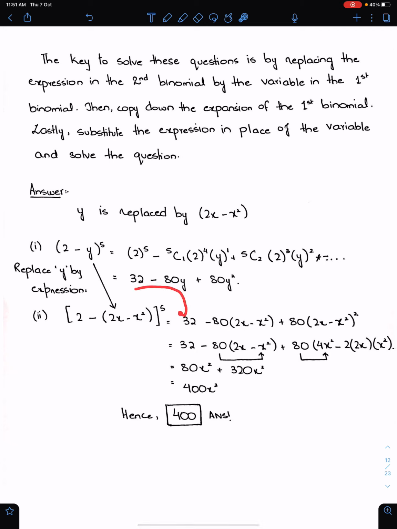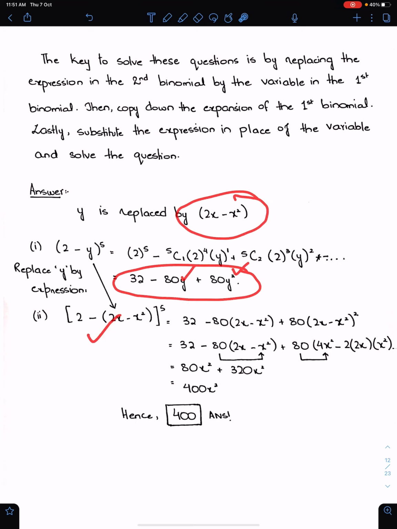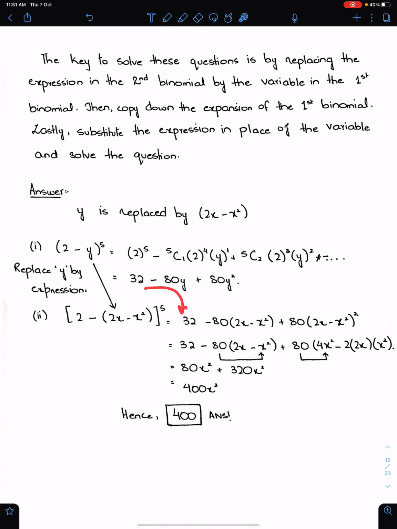See, 32 is here. Just need to replace this y and this y square by this thing to solve this part. So this 32 is here, minus 80 is here and y is here. 80 is here and y square is here. Now you just need to expand this. You need the coefficient of x square.